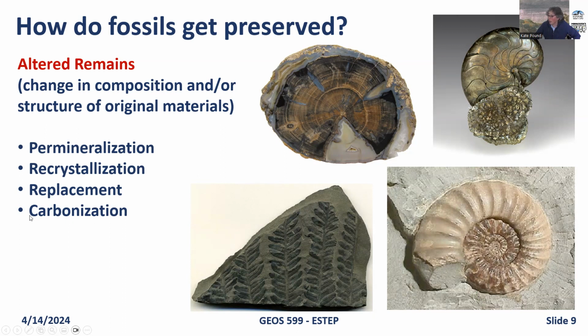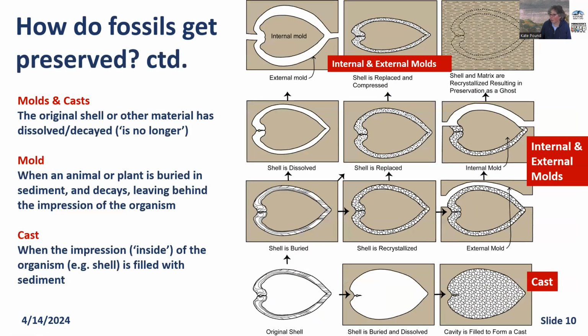Finally, carbonization. So if we have plants that have been deposited, here we're looking at a bunch of fern fronds. What happens is a lot of the organic material will actually degas, and it just leaves carbon as the remainder of that organic material. And that's carbonization. So we've looked at various ways that fossils get preserved.